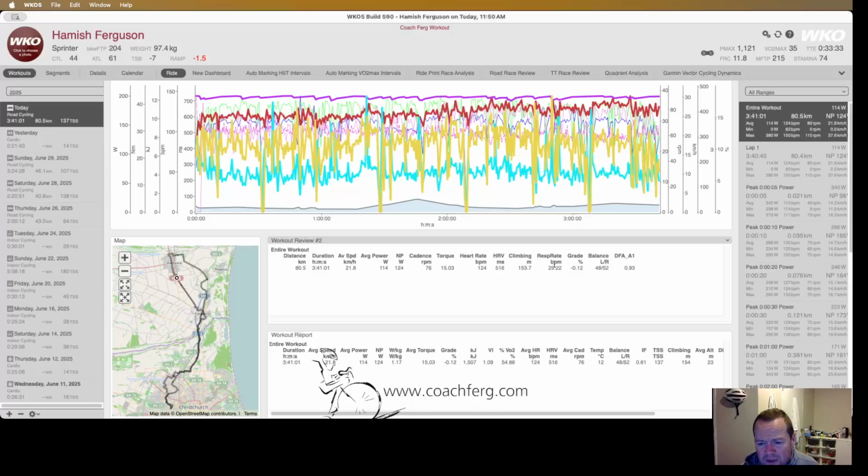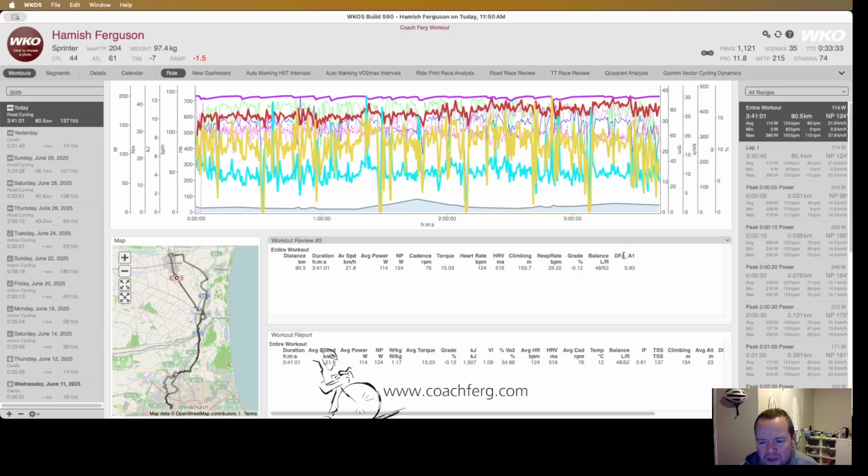153 metres of climbing. Respiration rate, this is based off a wee app I use on my Garmin. I think it's reasonably good. Left-right balance, I've been having left-right balance issues. They seem to be getting better, so 48, 52 is not too bad. Once it gets to 45, 55, it's where I start to look at things.